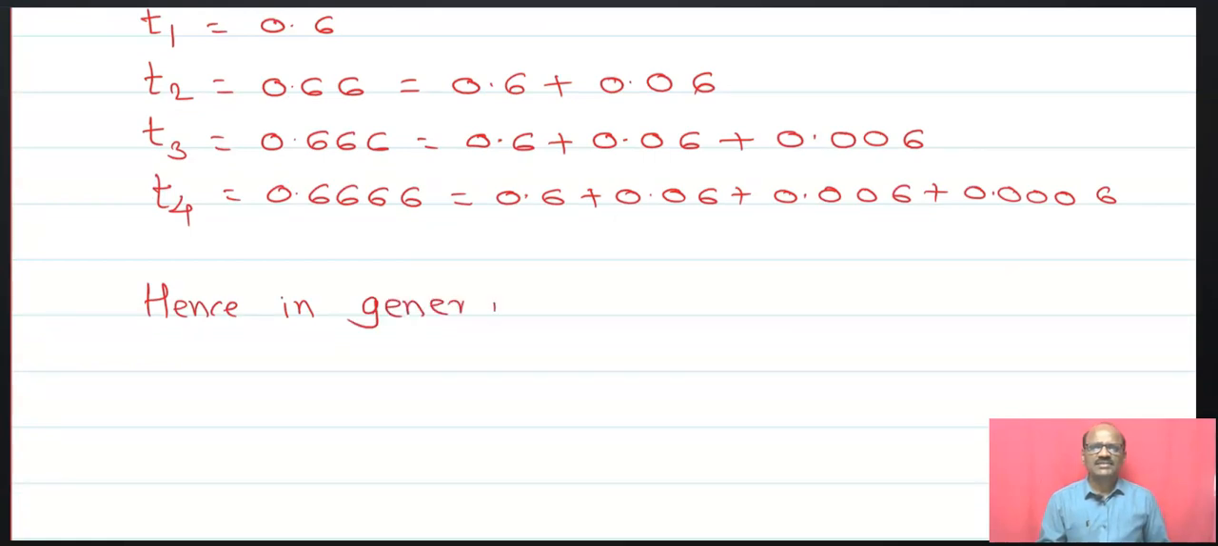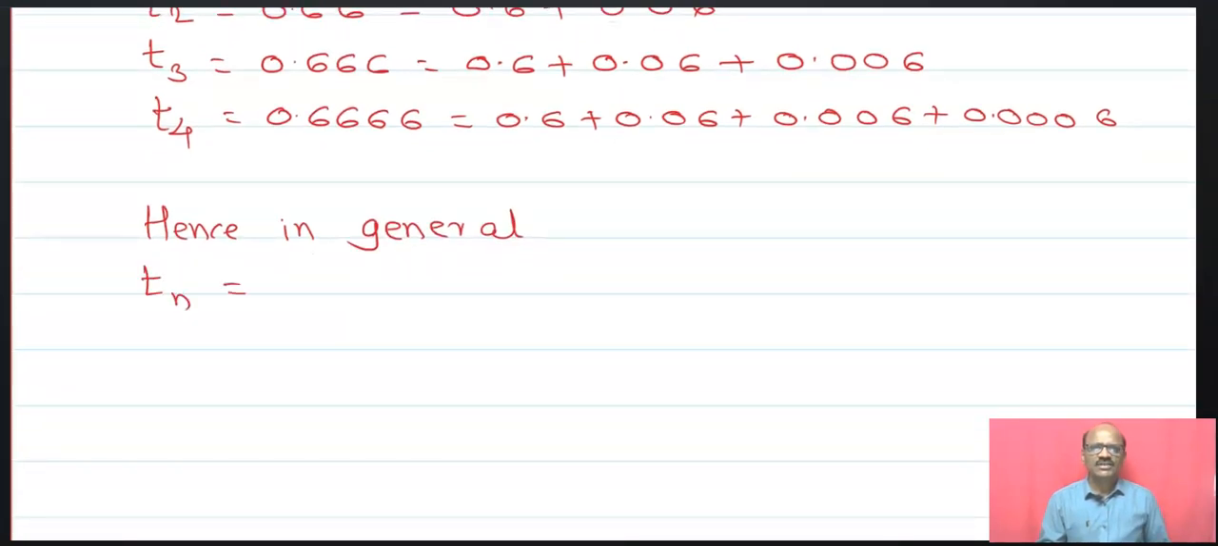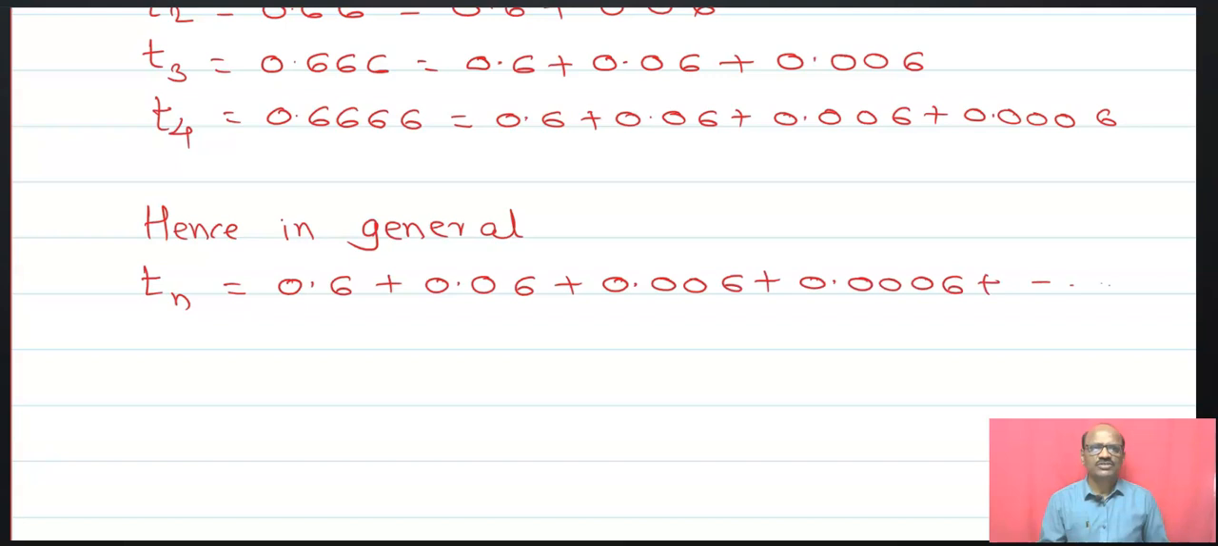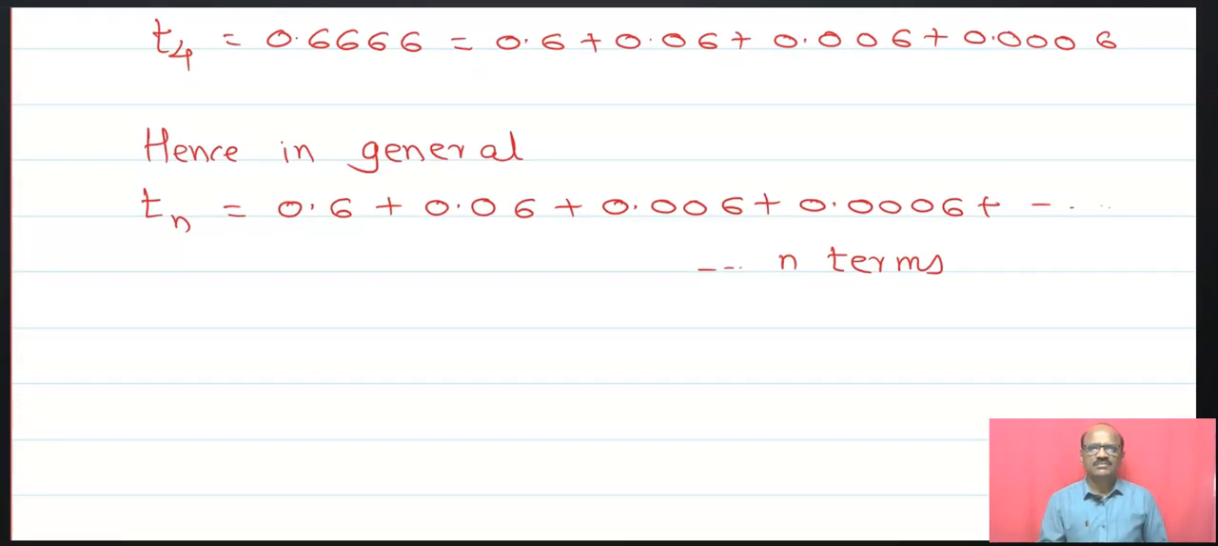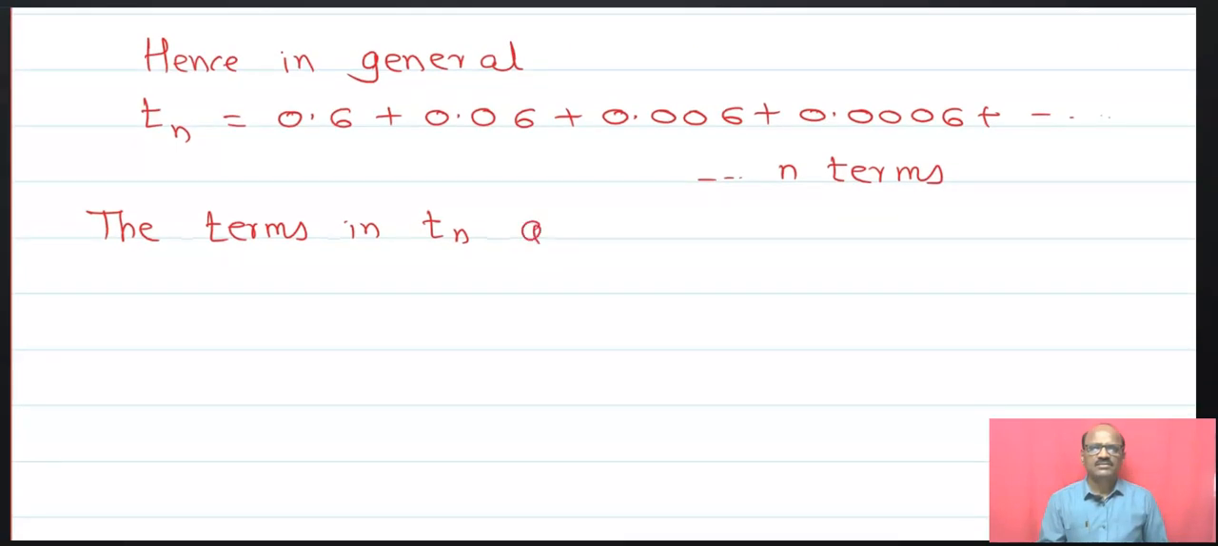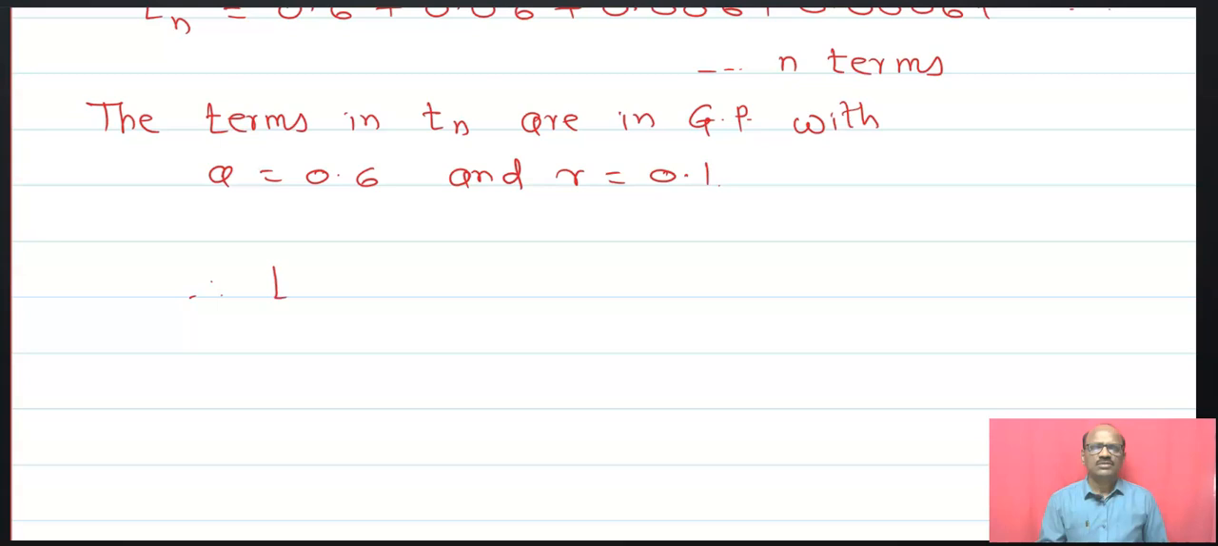and hence, in general, Tn is equal to 0.6 plus 0.06 plus 0.006 plus 0.0006, and in this way up to the nth term. And here, the terms in Tn are in GP with A is equal to 0.6 and R is equal to 0.1, that is equal to 1 upon 10.